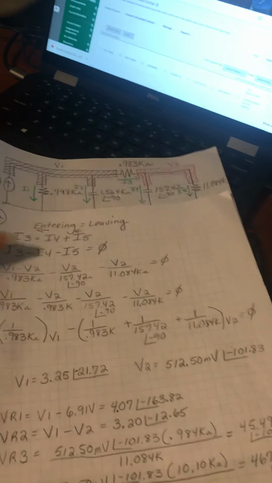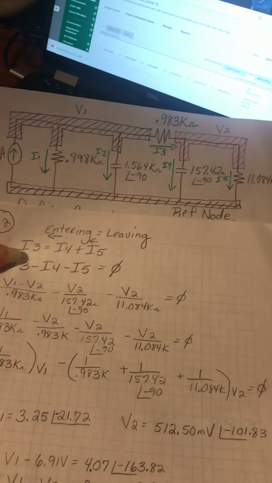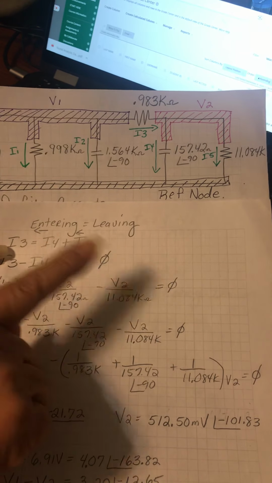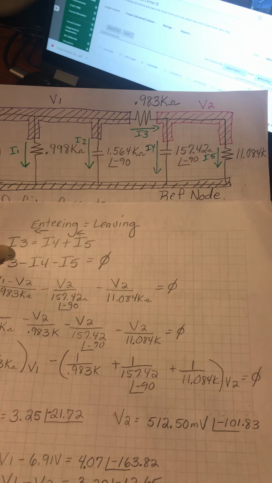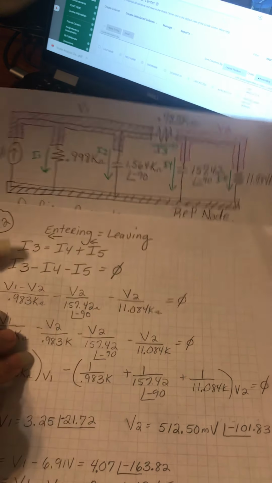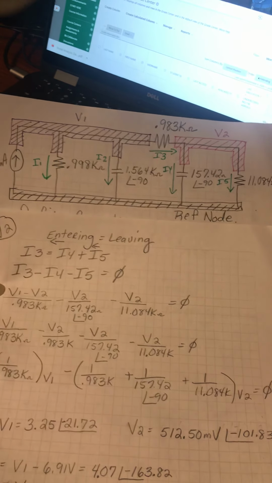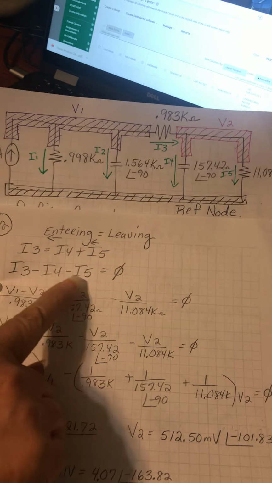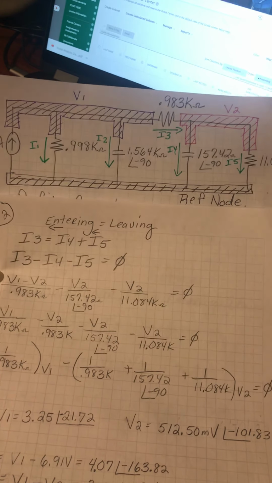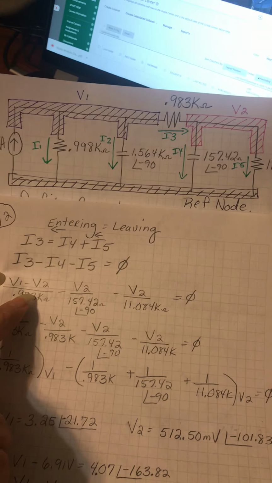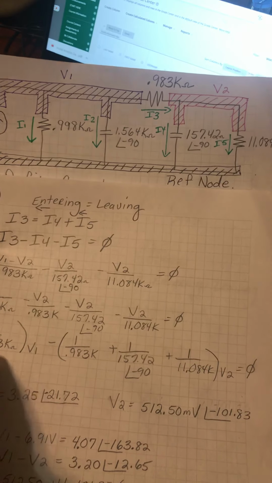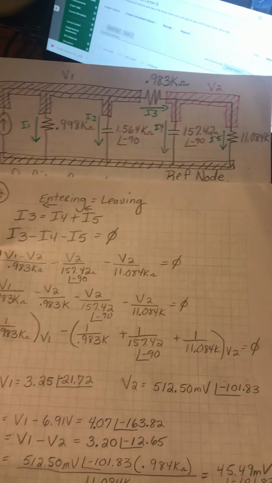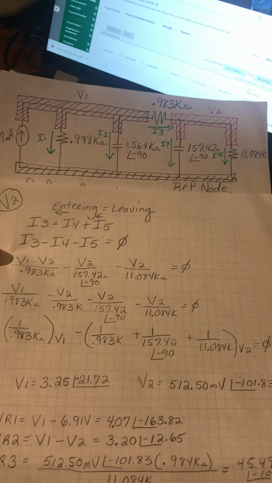Then I did V2. So here's the equation. So we have entering equals leaving again. For V2, we have I3 entering, I4 and I5 leaving. So now I moved I4 and I5 over. So I have I3 minus I4 minus I5 equals 0. You substitute I3, I4, and I5. You separate them, and then you put the like terms together. So that was my V2 equation.